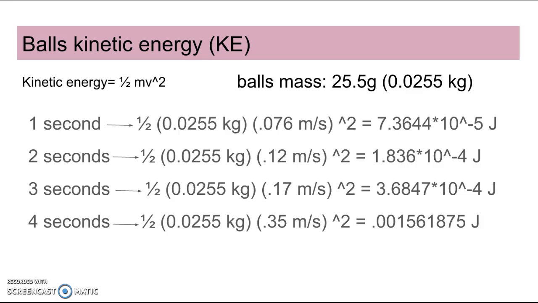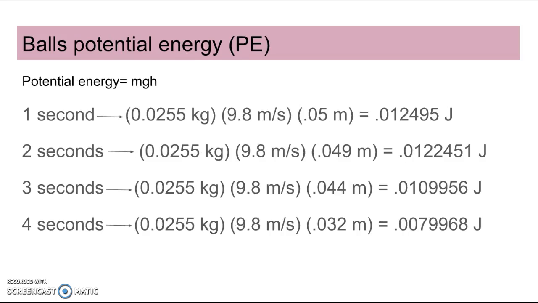These are the calculations of the ball's kinetic energy at each second. Its kinetic energy levels were very low because the ball only weighed 25.5 grams. These are the calculations of the ball's potential energy. The potential energy decreased over time because the height of the ball decreased over time.